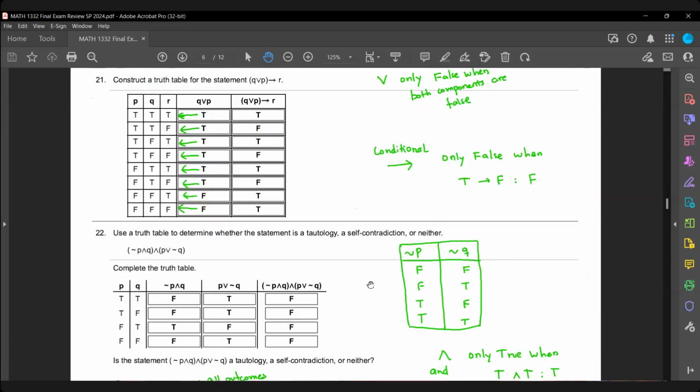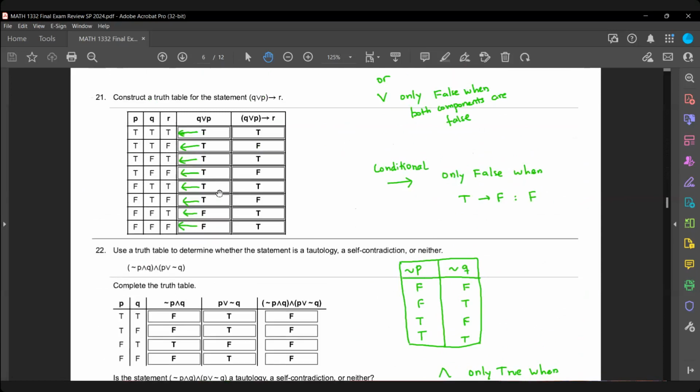Question number 21 is slightly more difficult because it is giving us three variables. Notice that when we have three variables, now we have 8 rows. Luckily, P, Q, and R are already completed. I think these are already the answers. But these first three columns are already completed.